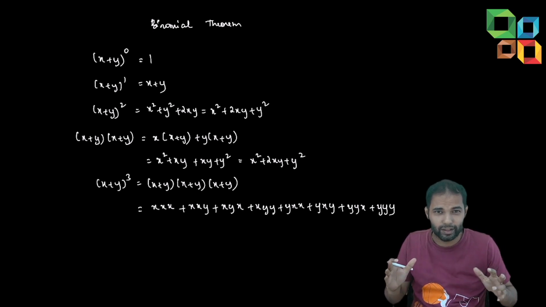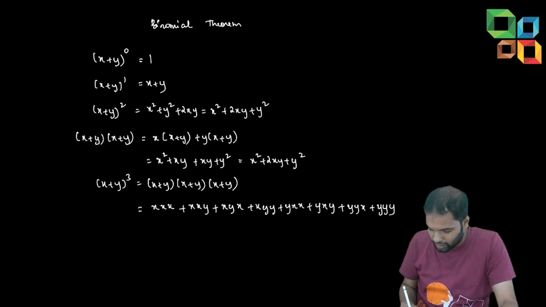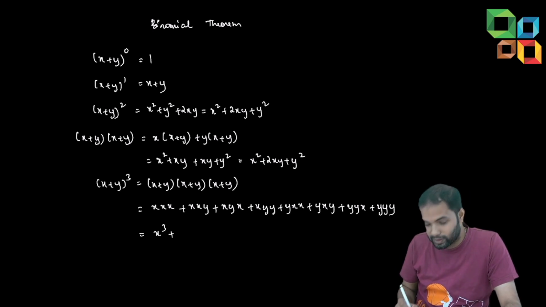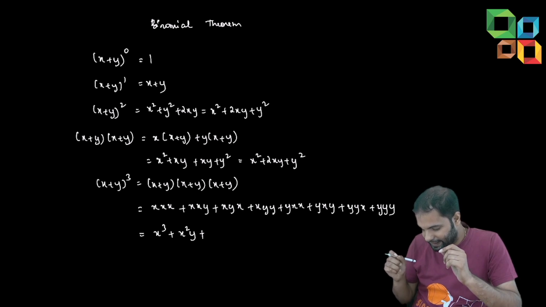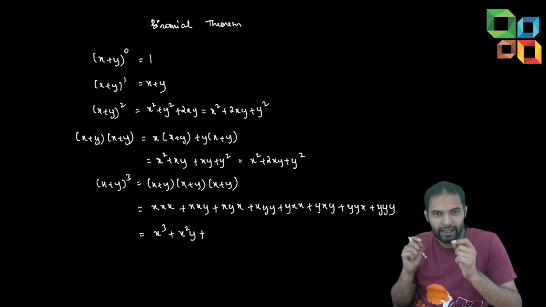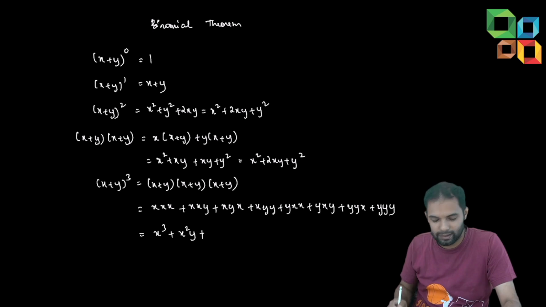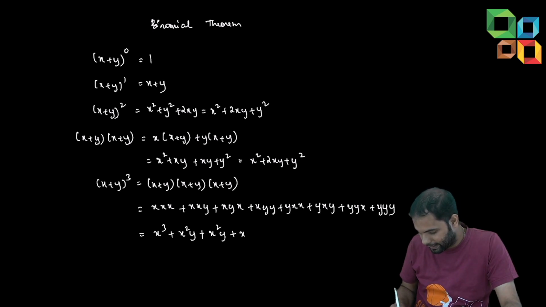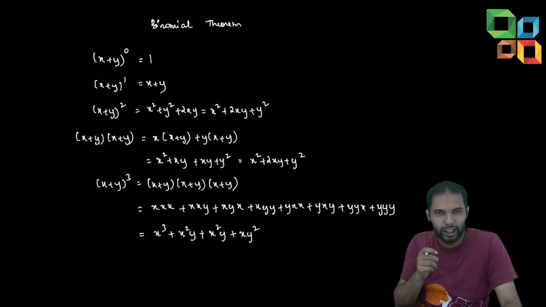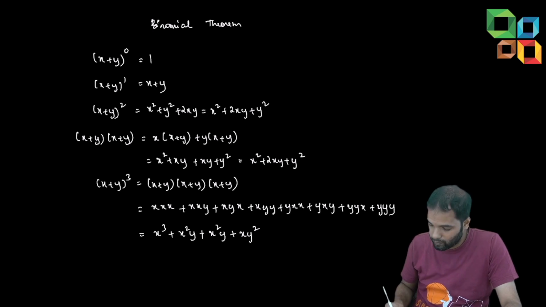Now, because this is a product of three terms, right? So we know what is x into x into x. It's something called x cube. Okay, what is the next term? That's x square into y. The next would be, see, I can write this x, y, x as x into y. It doesn't make a difference. So it's again x square into y. Next would be x into y square. I'm trying to keep x first and y second, right? So that I can see the like terms easily.